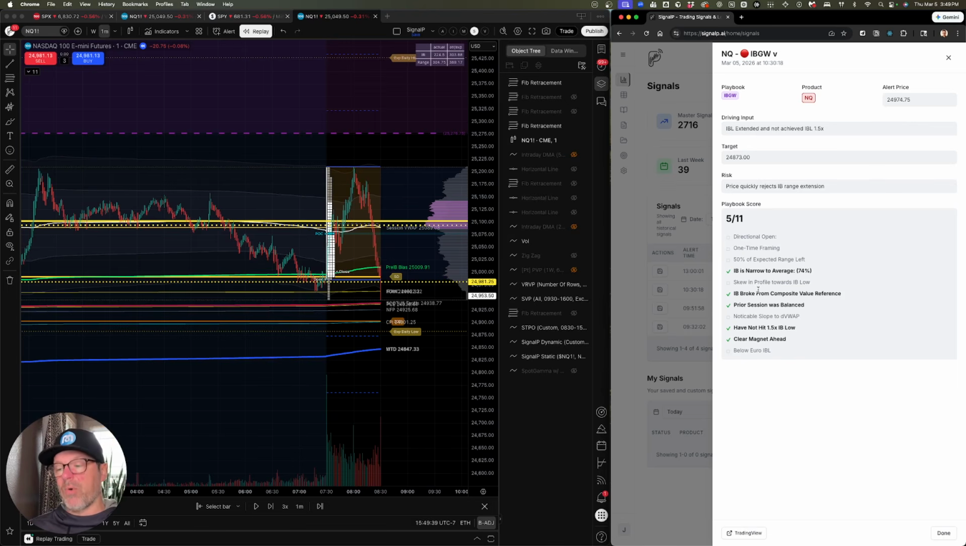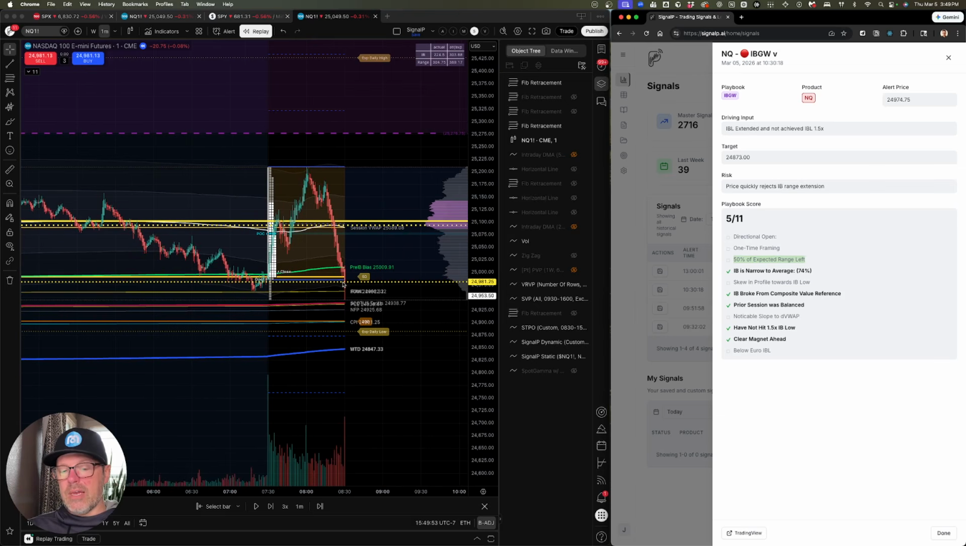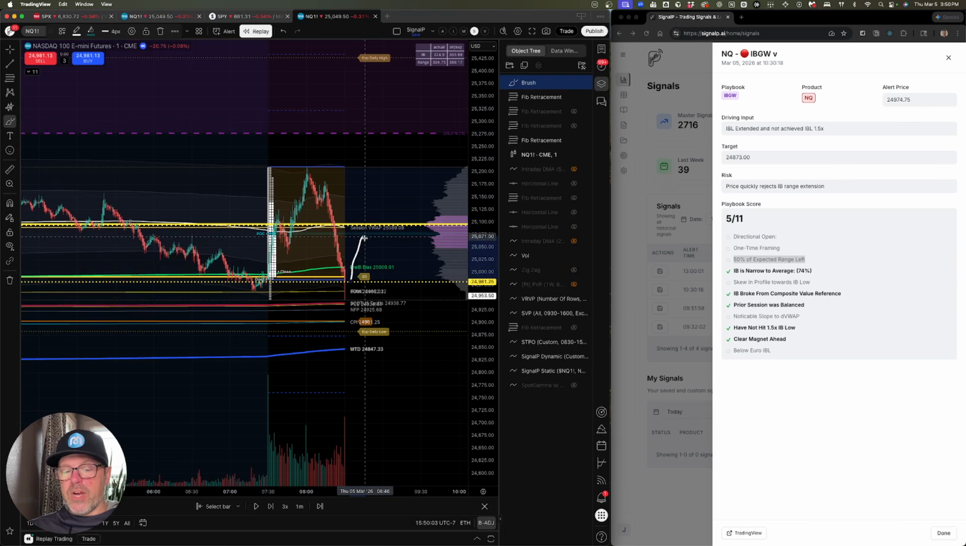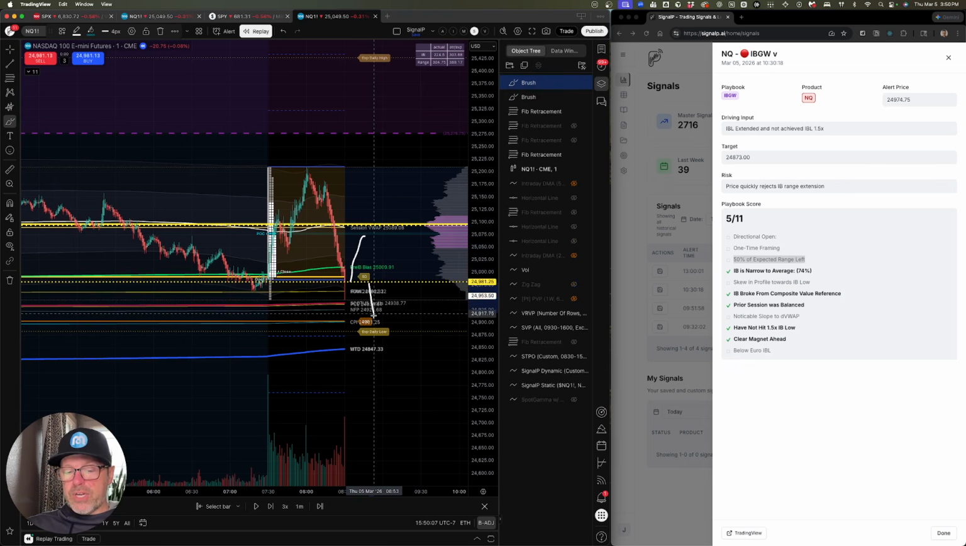However, look at the playbook score here. So we do have a narrow IB, but we don't have 50% of the expected range left. So at this point, we've done 300 points. We're expecting 389 points. So we don't have a whole lot of stuff out in front of us. So this is one of those where if we get further extension outside of the IB, maybe I would go with it. But typically on the first breach of the IB, I'd look for it to kind of come back in this direction.